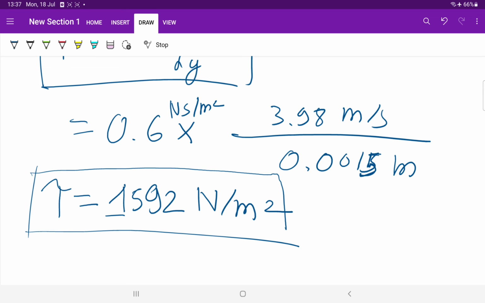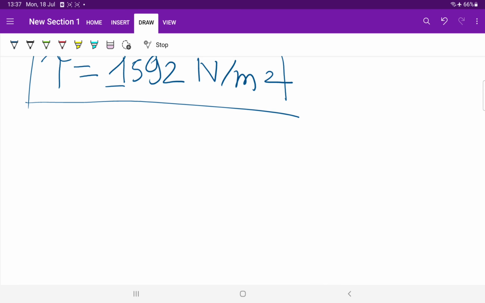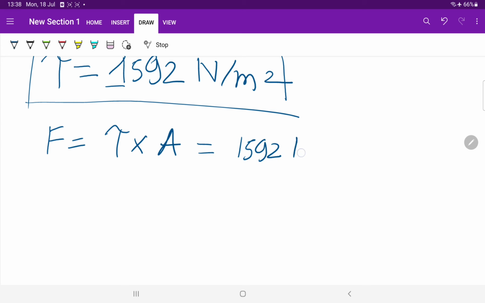And now once we have the shearing stress, we'll find out the force using the formulas which we had listed earlier. You don't really need to remember this formula, because force is equals to stress into area. If you multiply stress by area, then it will come as force. So 1592 Newton per meter square into the area in meter square. So what is the area here?